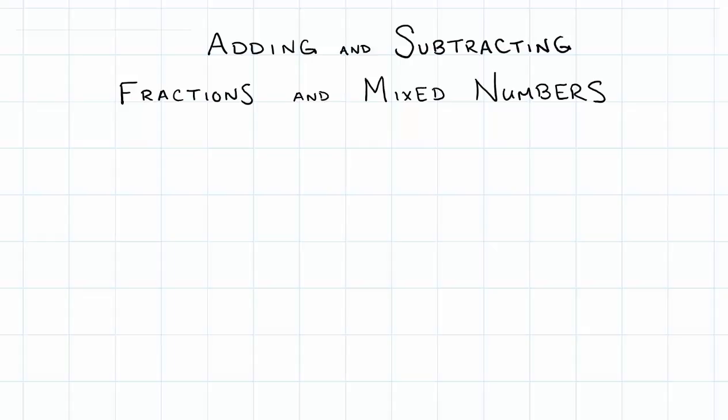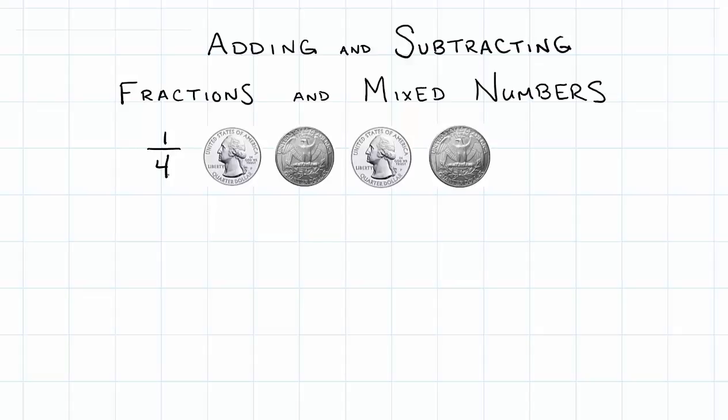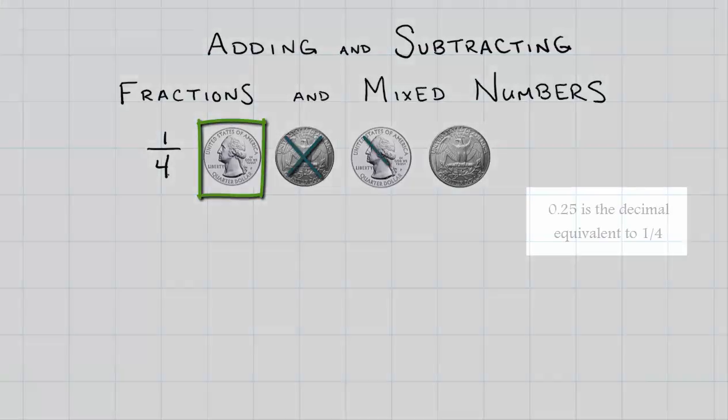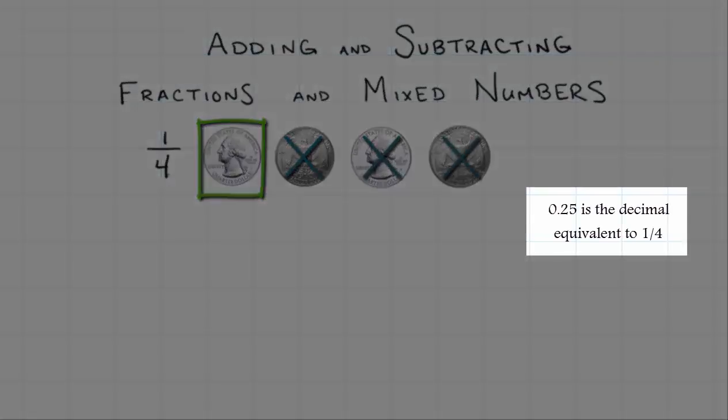Let's start off understanding that fractions and decimals are the same thing. And let's go back to money. If I have a fraction 1/4, I just think of what's 1/4 of a dollar. Well, I know 4 quarters make a dollar. And if I had one of them, that would equal 25 cents.